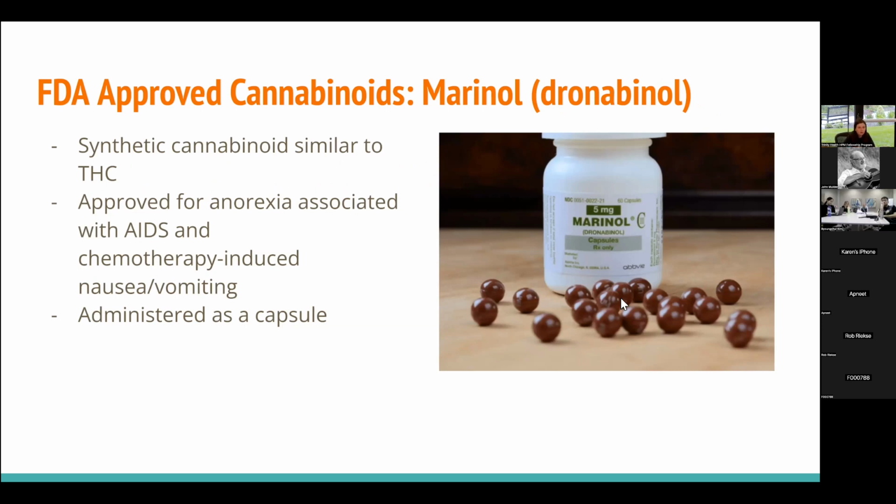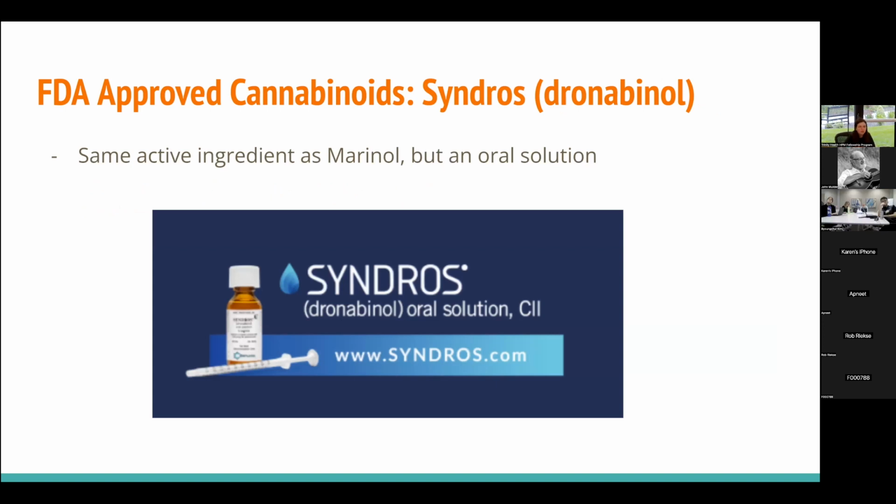Marinol, which is one I think we're all a little bit more familiar with, or dronabinol, is a synthetic cannabinoid really similar to THC. It's FDA approved for anorexia associated with AIDS and chemotherapy-induced nausea and vomiting, and it comes in capsule form. Syndros is essentially Marinol, but in oral solution. So again, it's the same active ingredient, a synthetic THC component, and it has the same FDA approved uses: the anorexia and AIDS and chemotherapy induced nausea and vomiting. But it's helpful to know that there's the oral solution form if patients are having trouble with capsules and you want to use this.